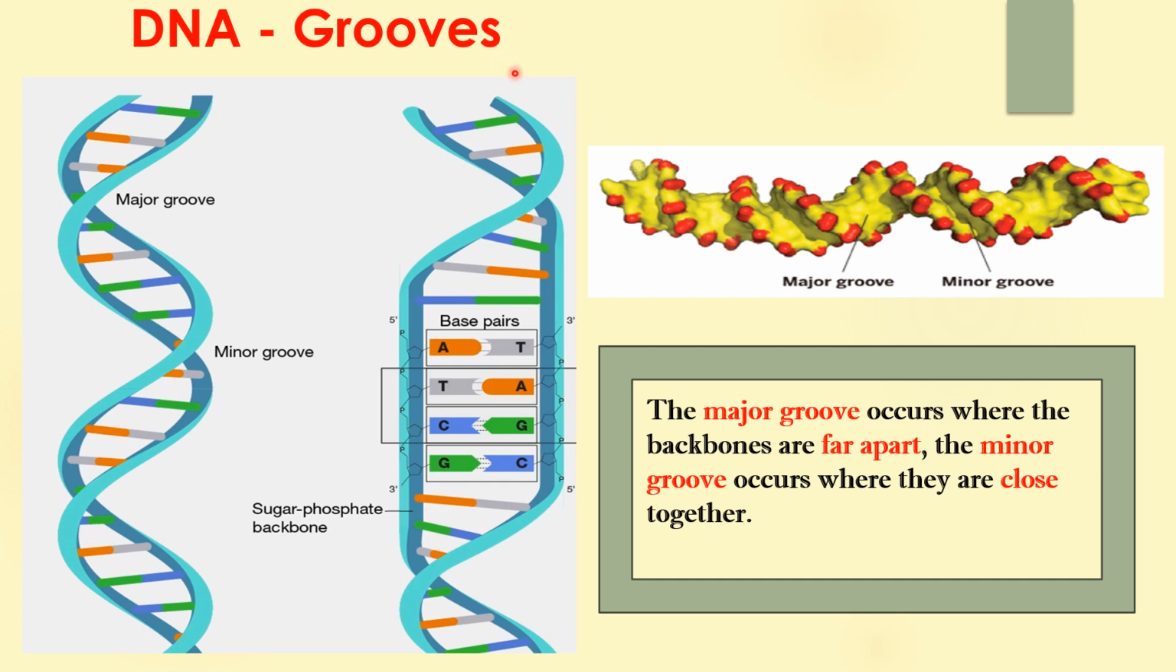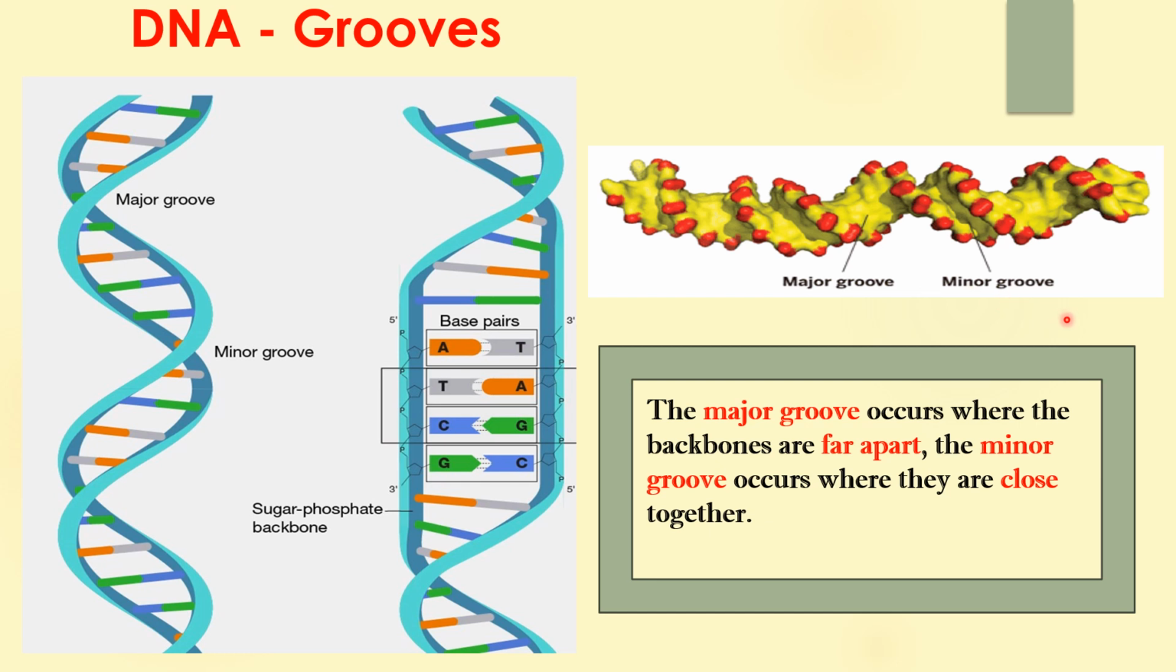DNA grooves. DNA has two grooves, the major groove and the minor groove. The major groove occurs where the backbones are far apart. See, this is the sugar phosphate backbone, this yellow, and this is another sugar phosphate backbone on the other side. In between, a large space is there as compared to the minor groove. So it is known as the major groove. The major groove says that the backbones are far apart.